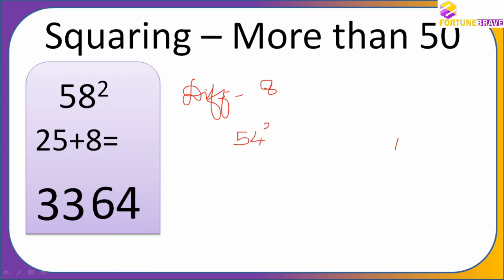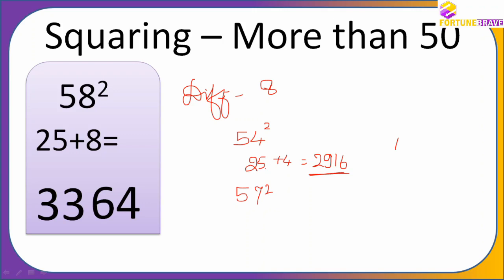If you ask me 54 square, how am I going to do it? This is plus 4. Try to do it in your mind. Plus 4. So 25 plus 4 is equal to 29. 4 square is equal to 16. Is it clear? 54 square is 29, 16. Now say for example 57 square. We'll do it mentally. 7 more. 25 plus 7, 32. 7 square, 49. 32, 49.